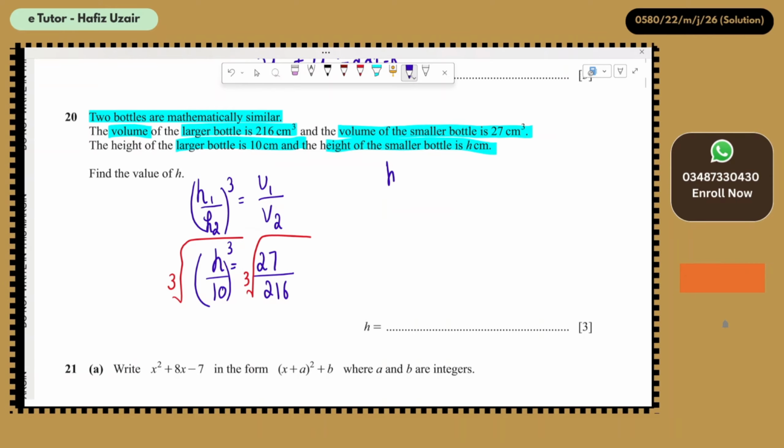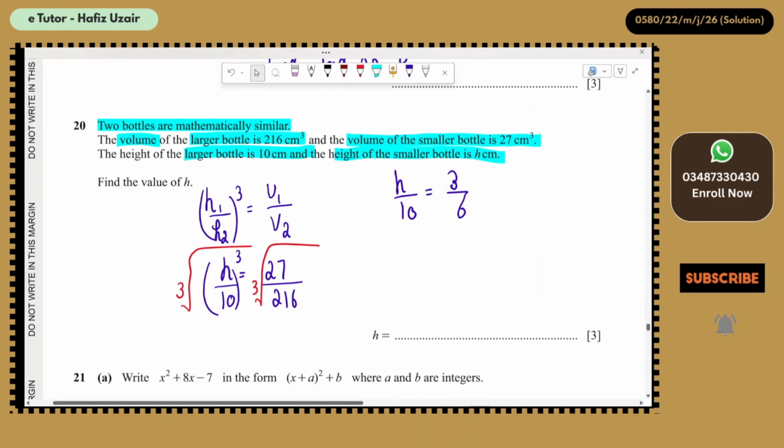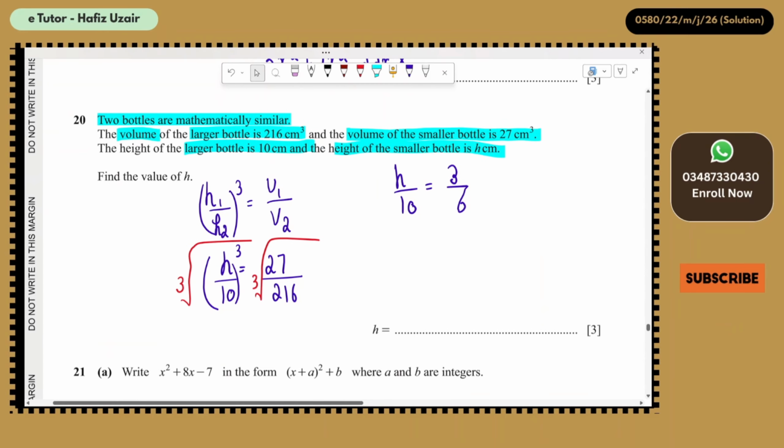So this gives h over 10 is equal to 3 by 6. Now you can check: 3 times 1 is 3, 3 times 2 is 6. Now you have 2h is equal to 10. So h will be equal to 10 by 2, and that is equal to 5. So hopefully you understand this question.